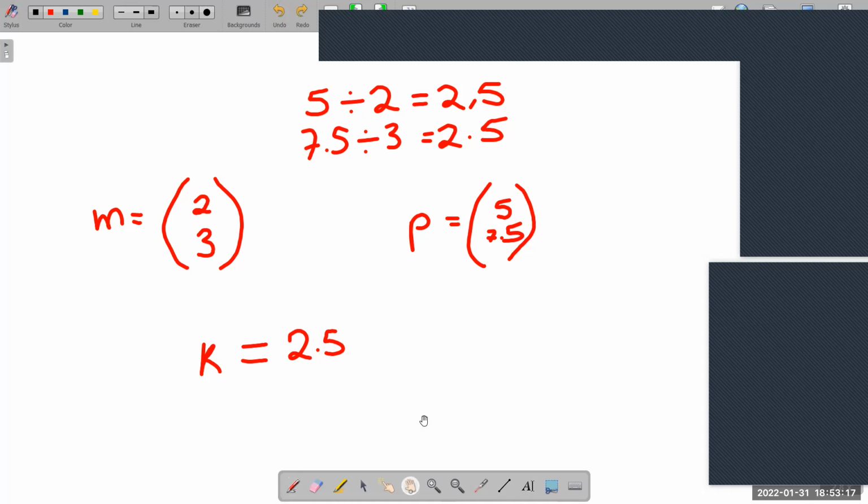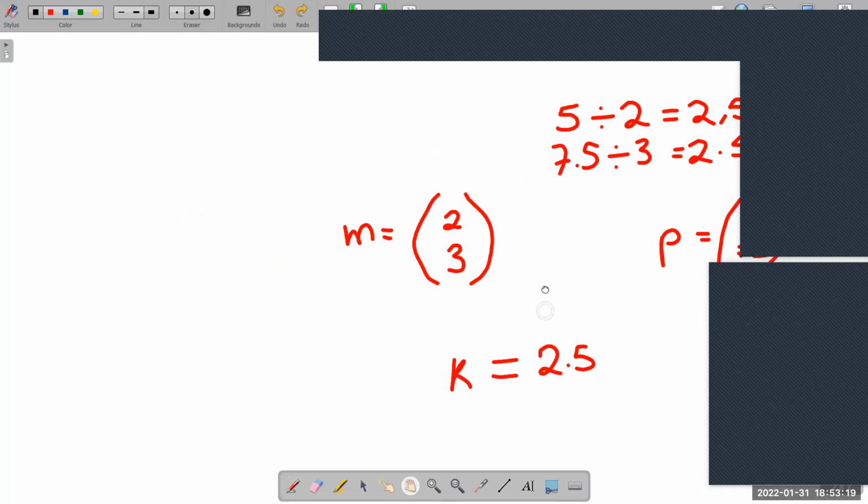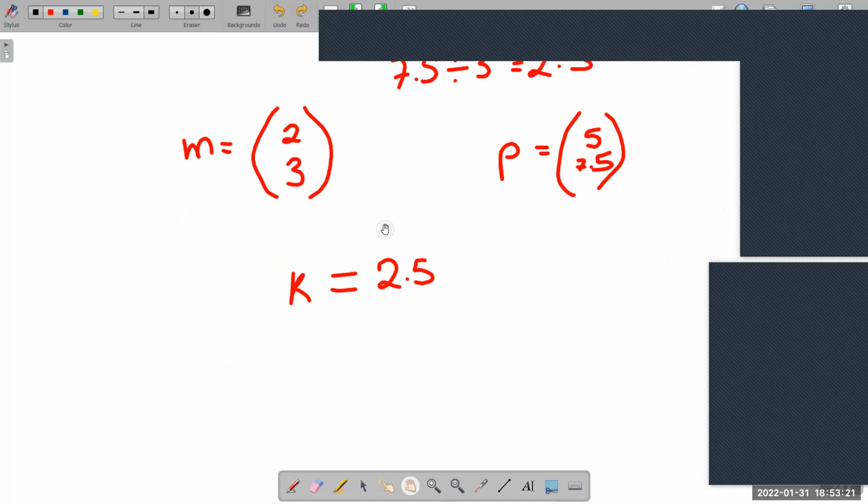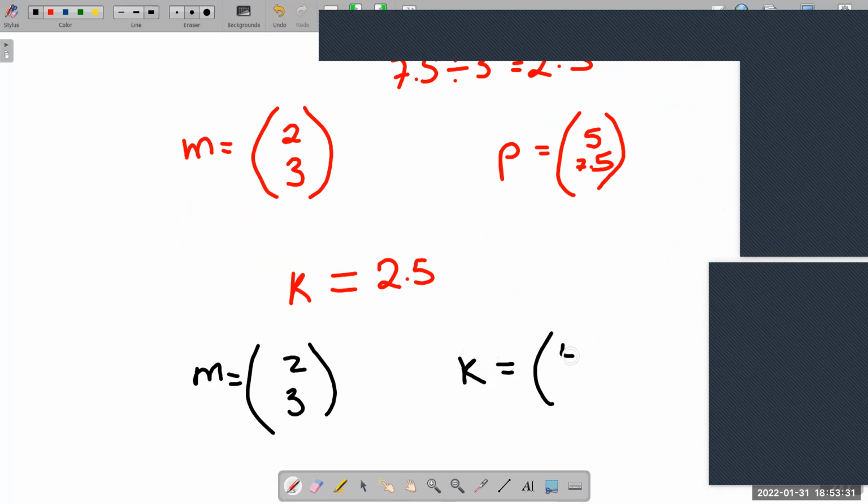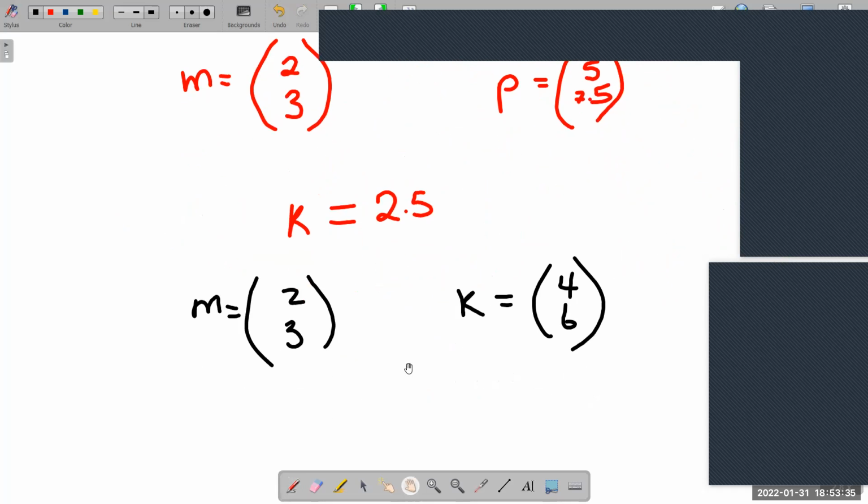So let me use another example where it's easy. I like to use different examples so we could compare. So let's use a different M, same 2, 3, but instead, let's use K is equal to 4, 6. How do you find K? Let's do this easy one first. Let me not use K, let me use N. Let's say I gave you 6 and 9.